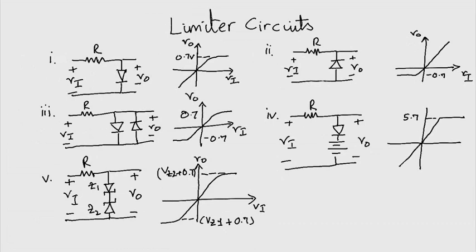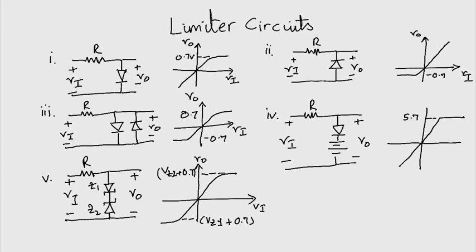So let's look at them one by one. The first circuit, number 1, is that of the half-wave rectifier, except that here the output is taken across the diode. For Vi less than 0.5 volts, the diode is cut off, no current flows, and the voltage drop across R is 0. Thus, V0 equals Vi. As Vi exceeds 0.5 volt, the diode turns on, eventually limiting V0 to one diode drop, 0.7 volts.